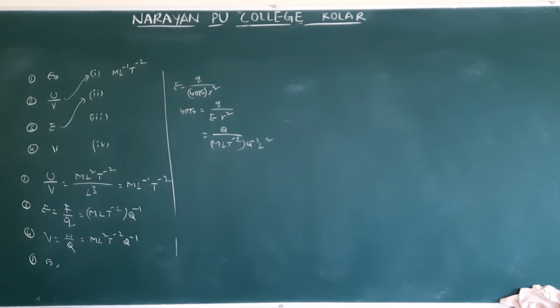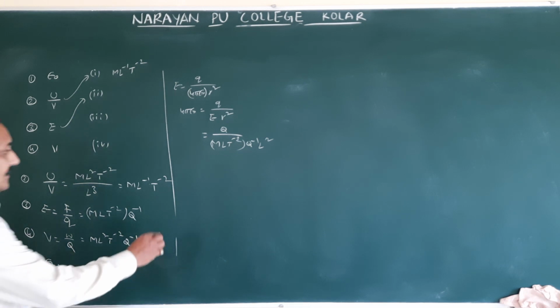Second one is also match the following. A parallel plate capacitor with plate area A and separation between the plates D is charged to a potential difference V. Match the following. Here they might have given the correct answer, we will see. First one, A. On the left side they give force between plates of capacitor.